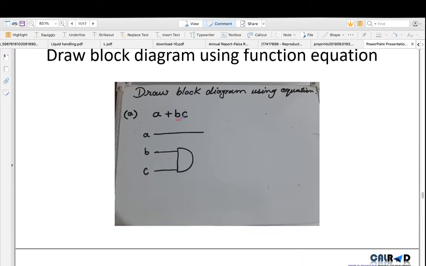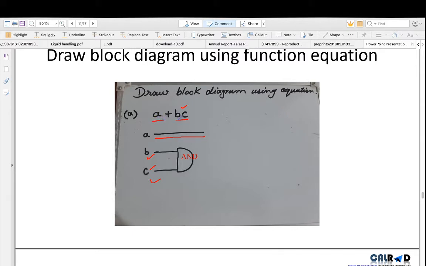What was the product? The product was B into C. So we take the B input and C input and draw, which gate is this? We draw an AND gate. Why do we draw an AND gate with B and C? Because B into C means there is a product. So which gate gives the product of the inputs? That is the AND gate. So that's why we draw an AND gate with B and C. Now what is left is A.